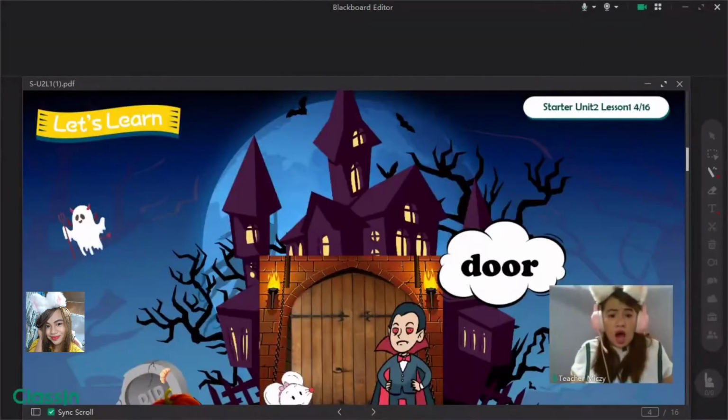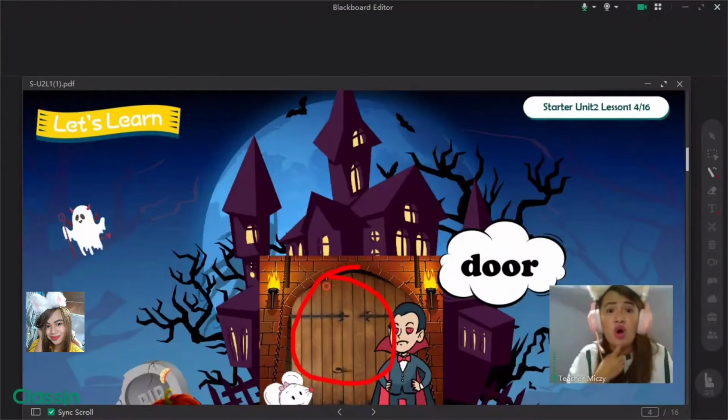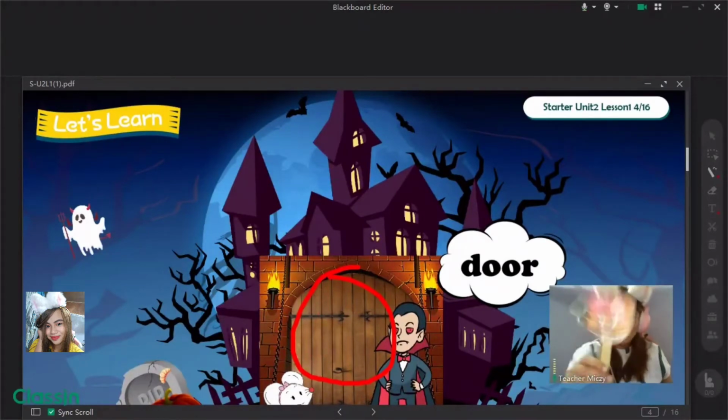Whoa, okay. Now we can see the vampire's door. Let's say it again, Nobby. Door. Good job. Let's say it again 3 times, Nobby. Door, door, door. Perfect.